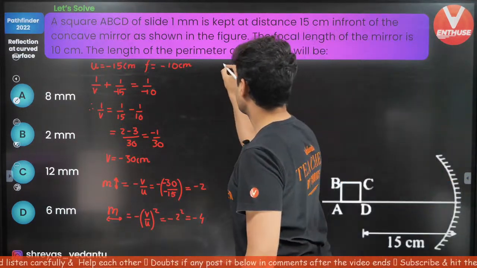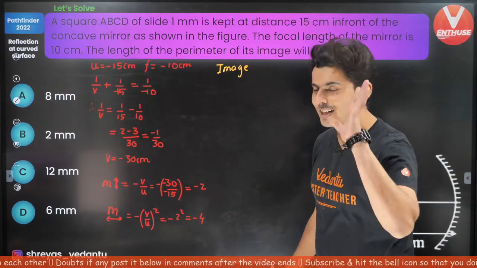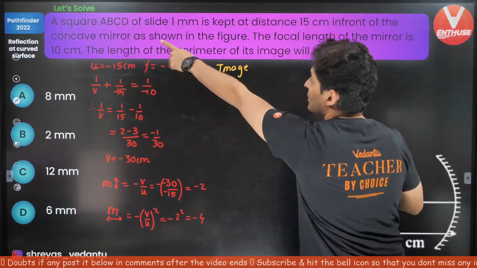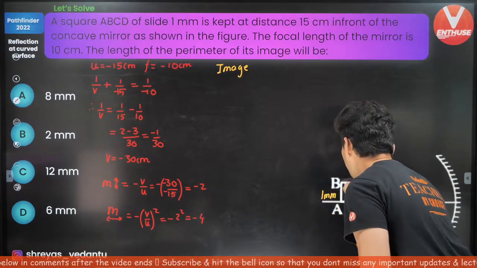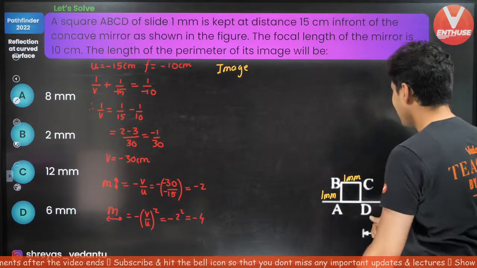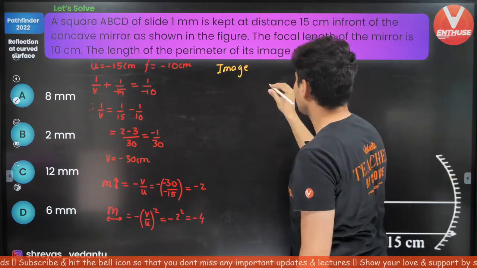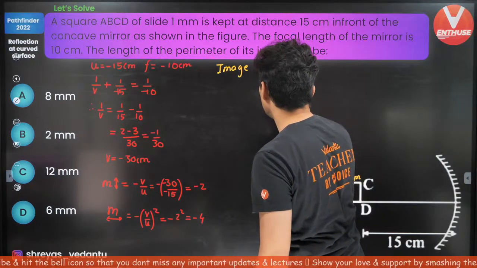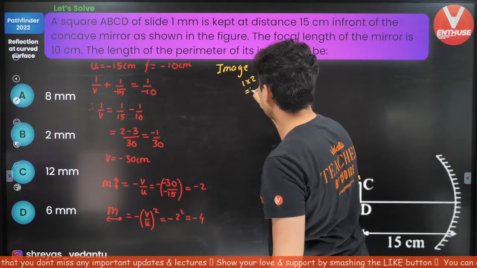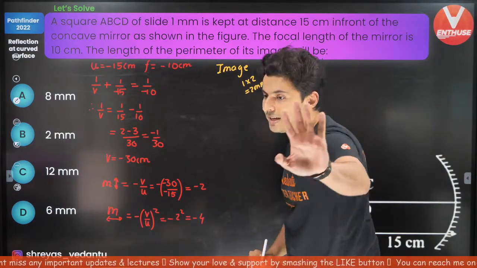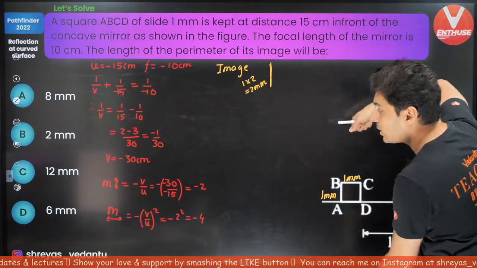Once I get the magnification, I'm going to draw how the image is going to look. So my image, how will it look? Think carefully. This was a square of side 1 millimeter. If you stretch it height-wise 2 times, the height will be 1 into 2, which is 2 millimeters. Everybody agrees with this, because it will be stretched 2 times.